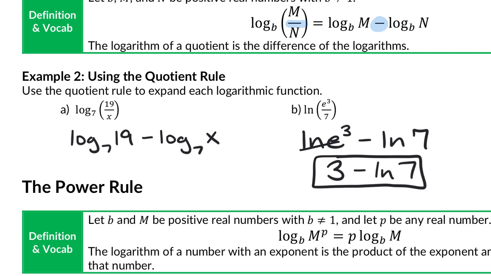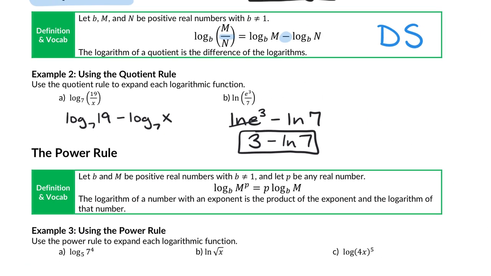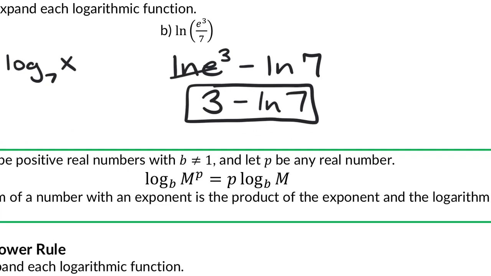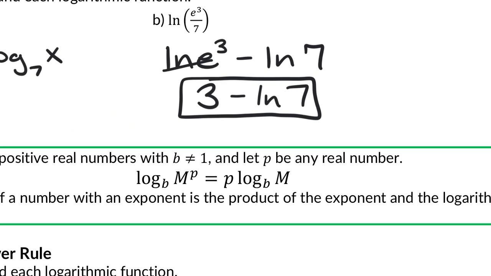That's the quotient rule. The third rule is called the power rule. This is when you have a power raised to a power for exponents. So for us, it's a logarithm raised to a power. When you have a logarithm raised to a power, do you see this power up here? Where does that p go when it's equal to? Where does it move to?